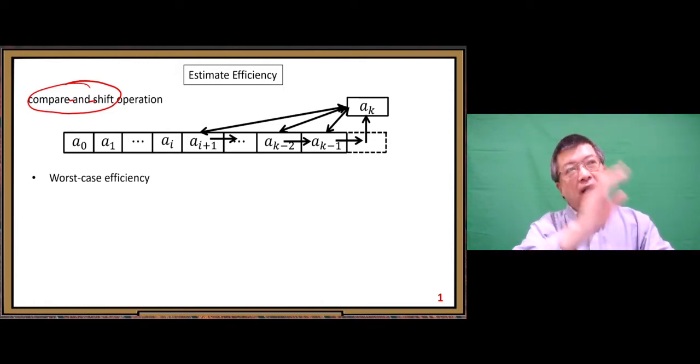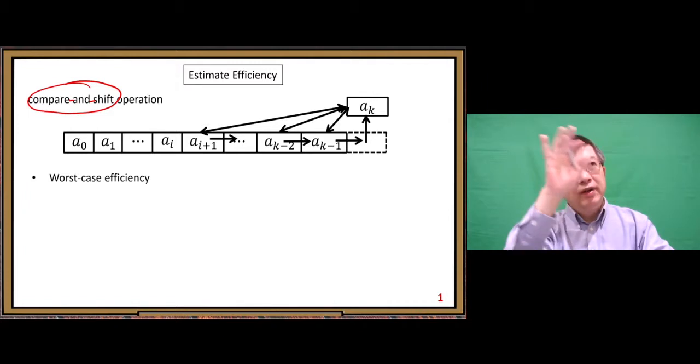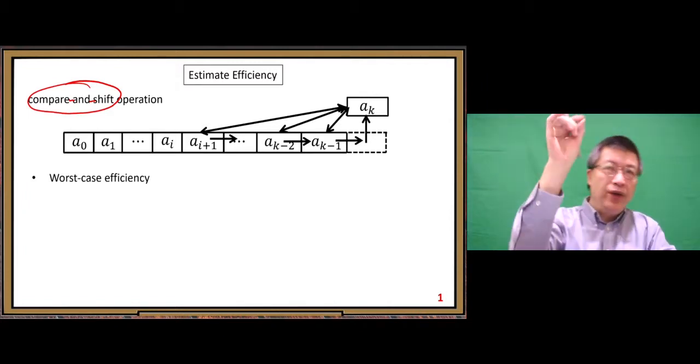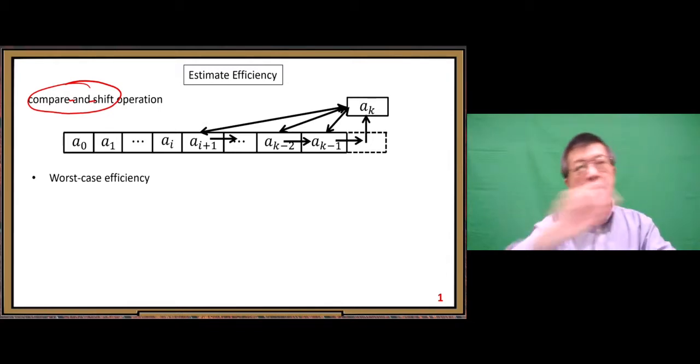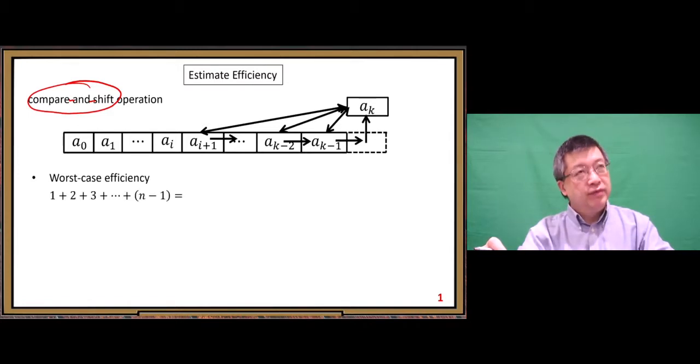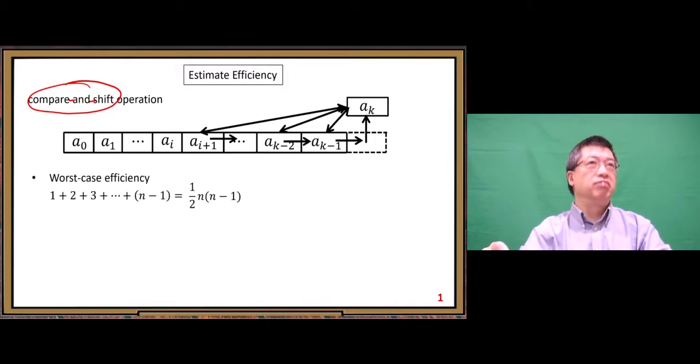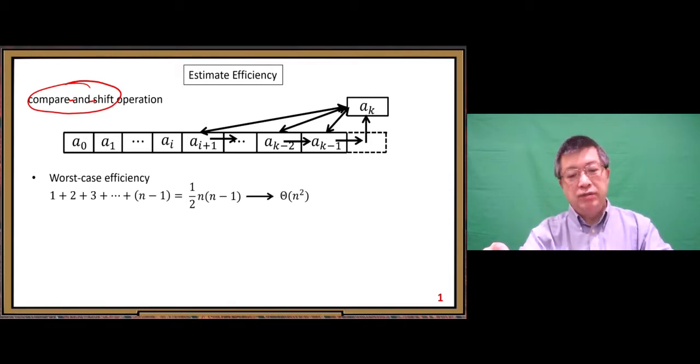In the worst case, every time we do the insertion, we do the maximum number of compare and shift operations. So what do we have? Just like this, 1 plus 2 plus 3 up to n-1. So that's this number, and if we write it in asymptotic notation, that's big theta of n squared.